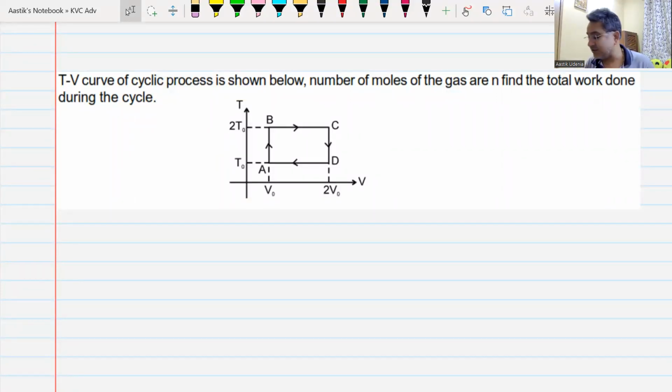In this question, the TV graph is given. TV curve. The number of moles are n. Find the total work done during the cycle. What is the total work done during the cycle? I've already told you whatever you needed to know. You just have to identify the process, get the answer, and stay happy. I'll give you 2 minutes to give me the answer.